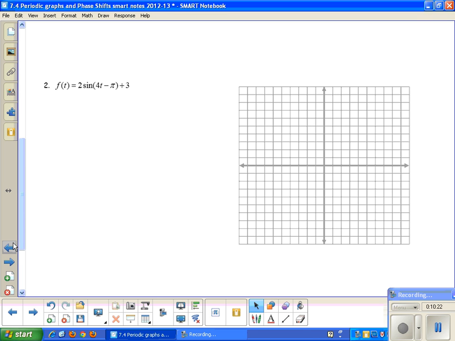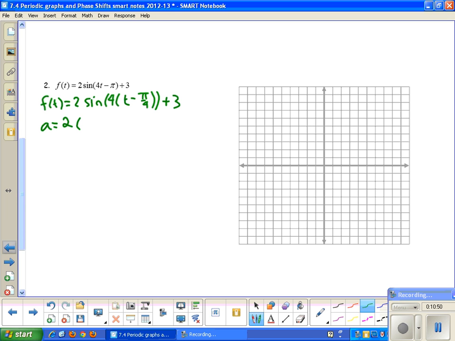All right, so for number 2, same thing as the last one, I want to factor out that b value that I have. So when I factor out my b value, I get f of t is equal to 2 times the sine. I'm factoring out 4, which means I'm dividing it out. So I get t minus pi over 4 plus 3. So now I want to look at all my values and see what they are. My a value is the absolute value of 2, which is just 2. So that means I have a vertical stretch by 2.